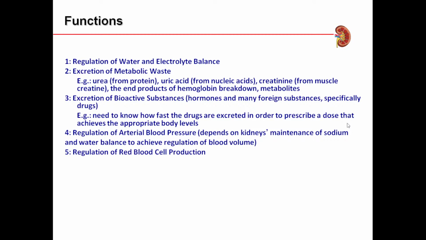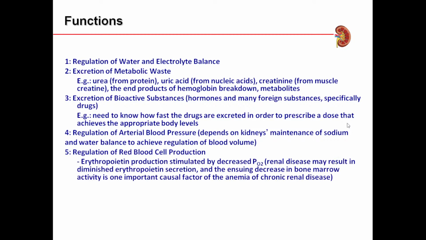The next function is the regulation of red blood cell production. For that you have erythropoietin that is produced by the kidney, and the production of it is stimulated by the decreased partial pressure of oxygen. So renal diseases might result in diminished erythropoietin secretion, and as a result decreased bone marrow activity, as one of the important factors that might cause anemia in case of chronic renal diseases.